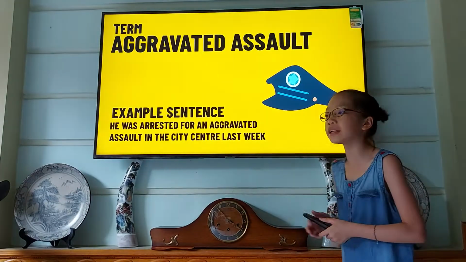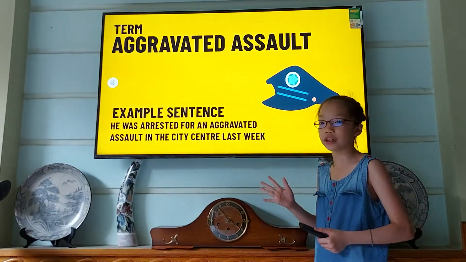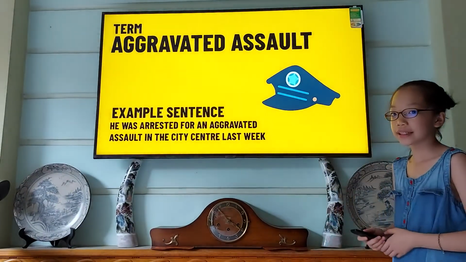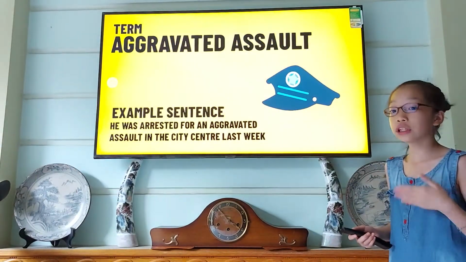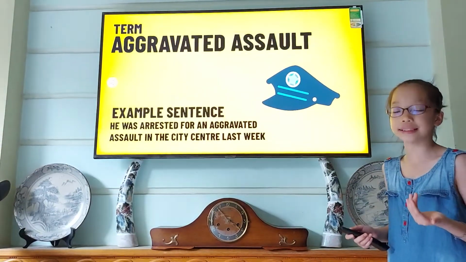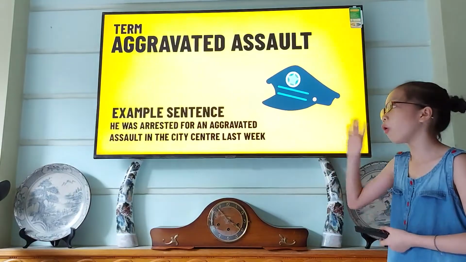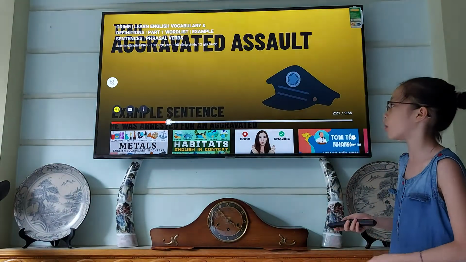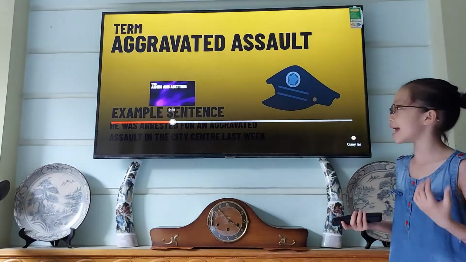So we have a really interesting word over here, arrest. Remember this word. It's a really useful word, because when you want to say something about crime, you will always have the word arrest or arrested. It depends on the tense.